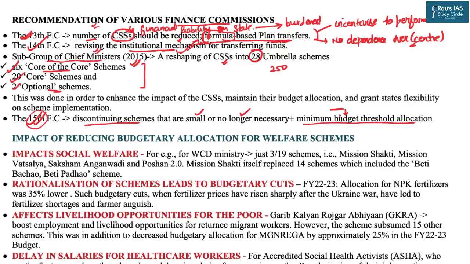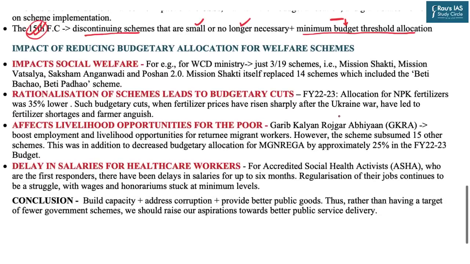And that is why this article says that there are various negative impacts of unmindfully reduced budgetary allocations for the welfare schemes. For example, it says it directly impacts social welfare. The article comes up with examples and arguments. For example, it says that the schemes which were run by the Women and Child Development Ministry have been reduced to just 3 schemes out of a total of 19. For example, Mission Shakti itself has replaced 14 schemes, which included the Beti Bachao Beti Padhao scheme.